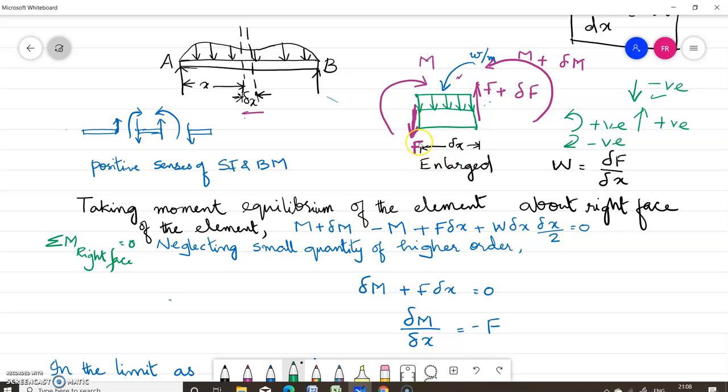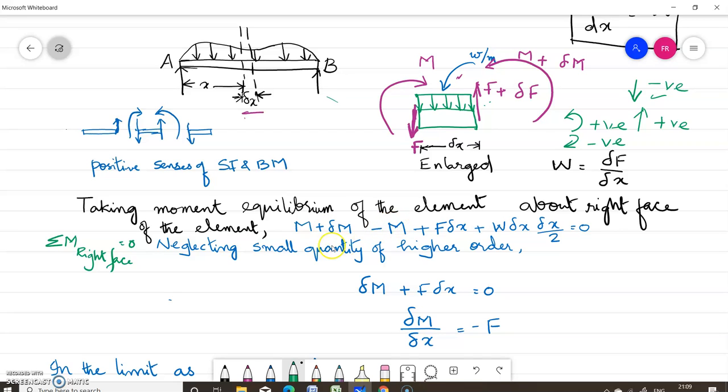Then what is the moment of this F about the right face of the section? It is acting downwards, so moment of this force about the right section produces an anti-clockwise moment. Anti-clockwise is positive, so plus F into delta x. Now what is the moment of this load about this right face? W into delta x is the total load, and it acts at the center of this span, so the moment arm will be delta x by 2. So W into delta x by 2. Sigma M about the right face equal to 0.